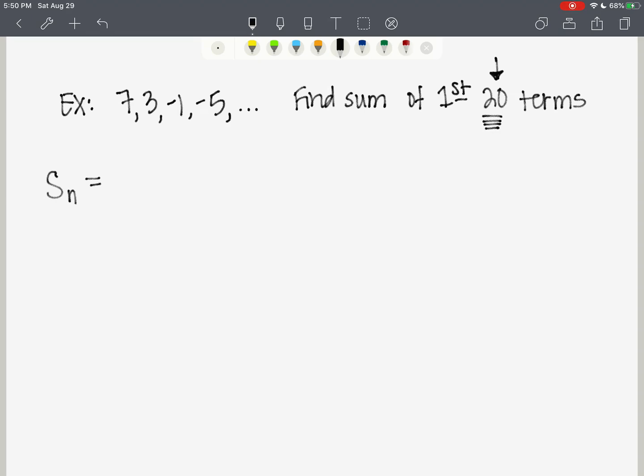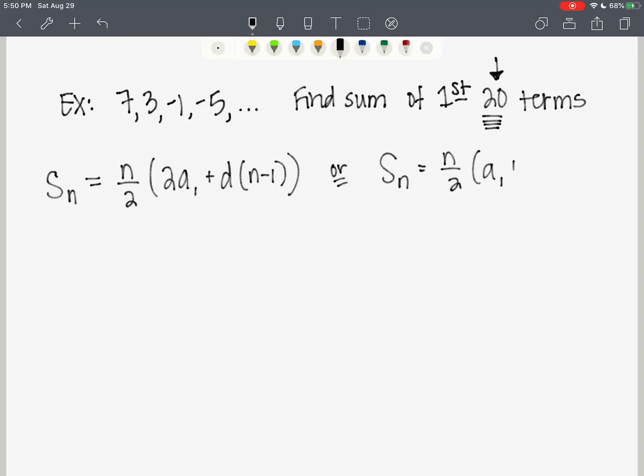So the sum of n terms is equal to n over 2. And if you write this a few times, you're going to have it memorized just like I do. n over 2 times the quantity 2a sub 1 plus d times the quantity n minus 1, or S sub n equals n over 2 times a sub 1 plus a sub n. Now the one on the right is going to be perfect if I know the first and the last term. So the last term is the 20th term. Do I know the 20th term? I don't. I only know the first 4. So what do I know?